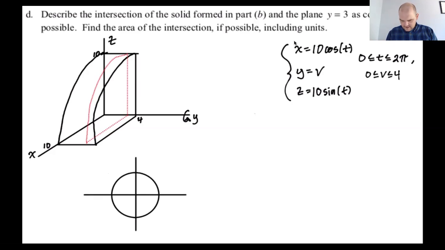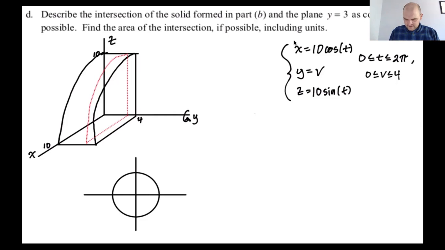So if you're going around the y-axis, then y equals something is going to give you a circle. If you're going around the x-axis, then x equals something will give you a circle. Around the z-axis, then z equals something will give you a circle. You couldn't rotate the region that we currently have around the z-axis. I mean, you could, but it's not an interesting figure. It's not a 3D figure.